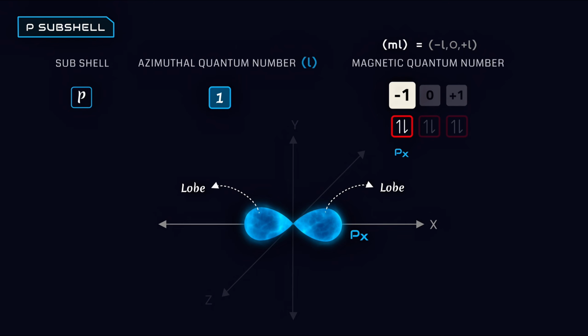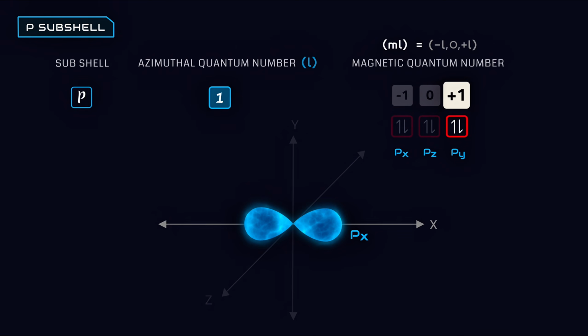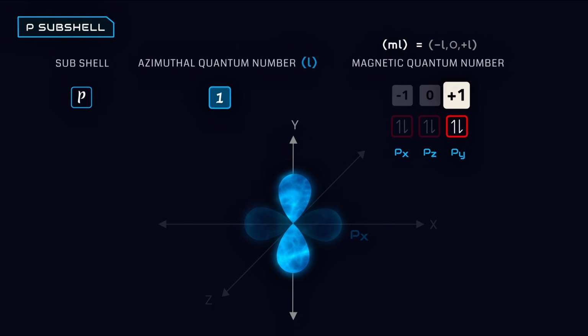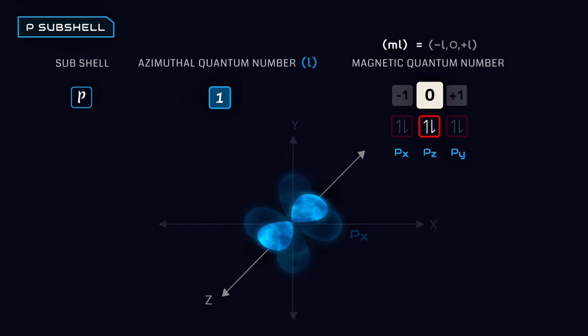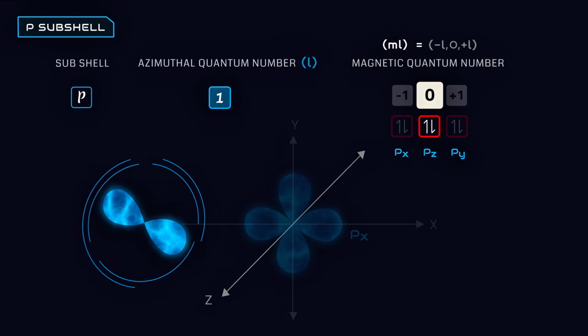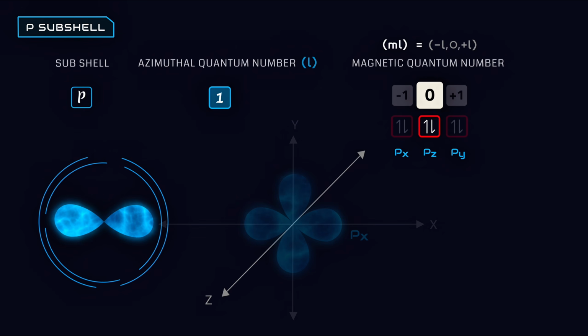As the p subshell has three orbitals, the other two are aligned along the py and pz axes. The second orbital with a magnetic quantum number of +1 exists along the y-axis, and the third orbital is aligned with the z-axis in 3D space. This dumbbell-shaped region is where the electron is most likely to be found.